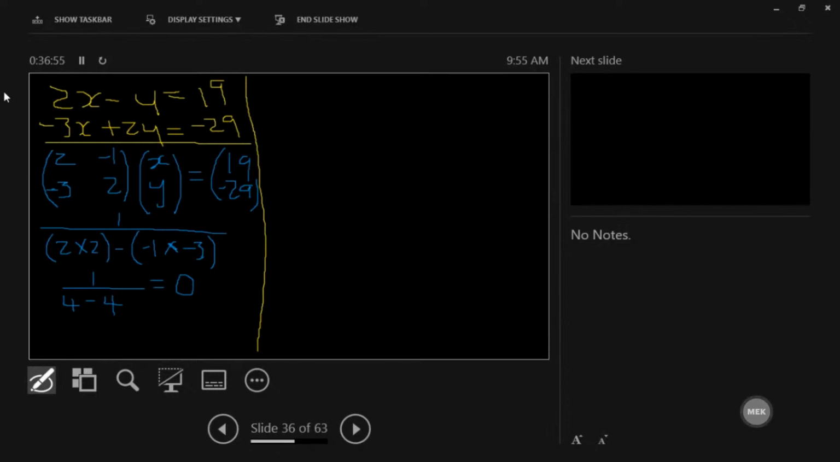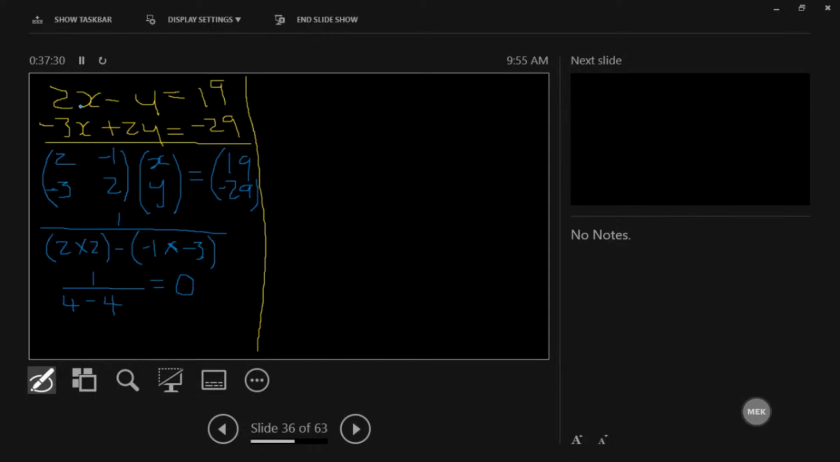2 9s, 18. Negative 27 minus 2. All right, so we're stuck here because the determinant is giving us 0. So I don't think we solve it using the matrix method. So I'm going to double check one last time.